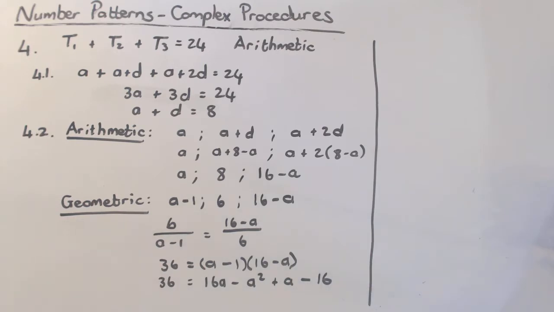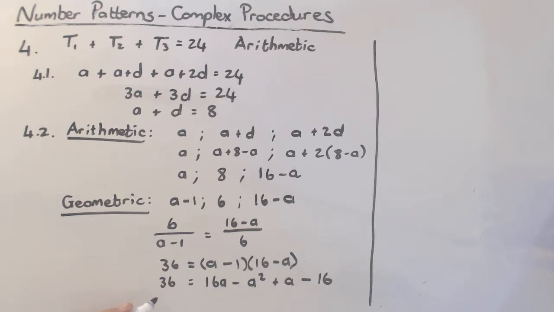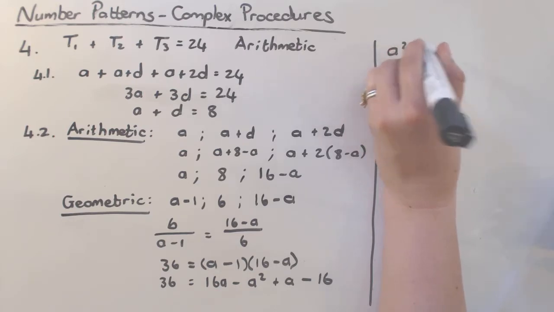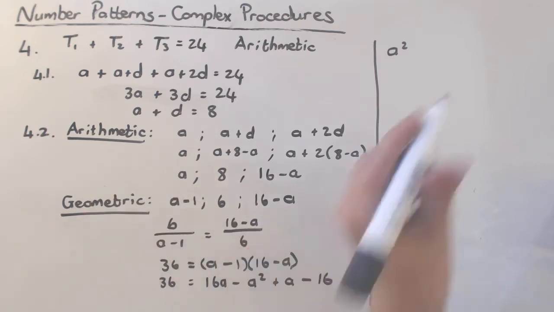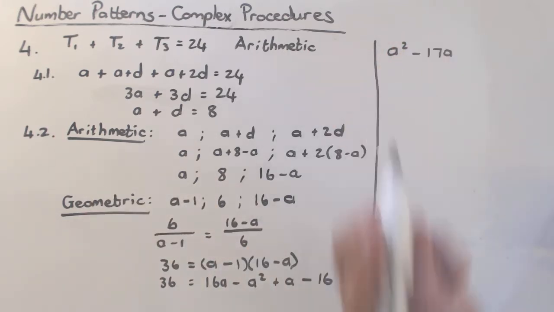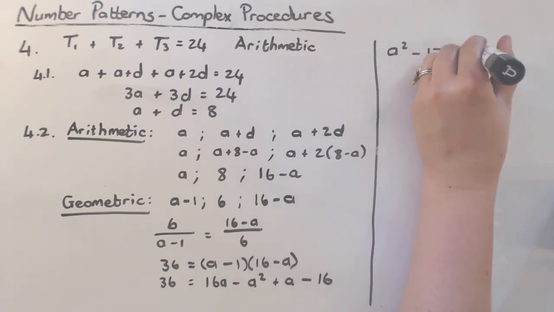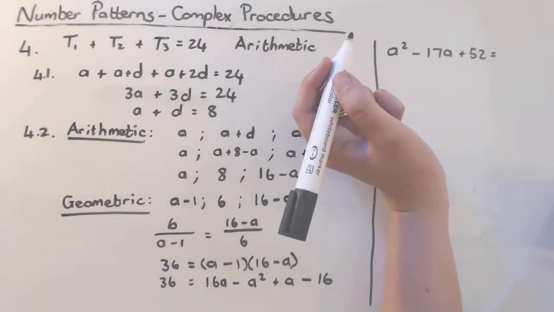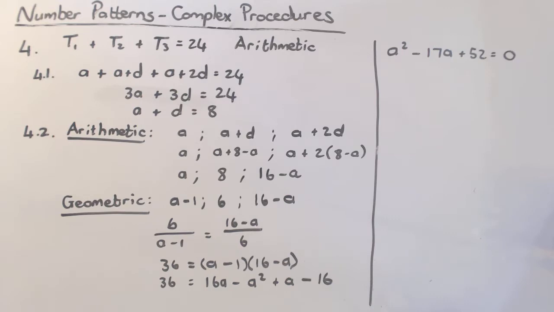Let me just move up a little bit to this side. Okay, right, so I'm going to take over all of the terms to one side. So if the A goes over, it becomes A squared. If this is 16A plus A, so it's 17A, becoming negative 17A on the other side. And then 36 plus 16 is 52, plus 52 is equal to 0.